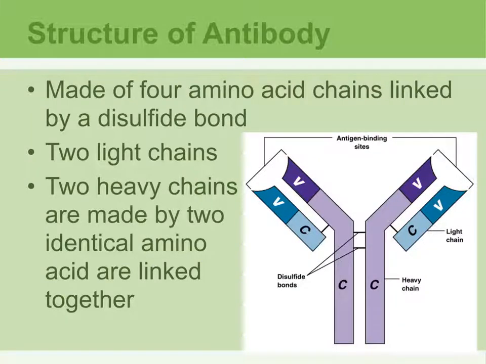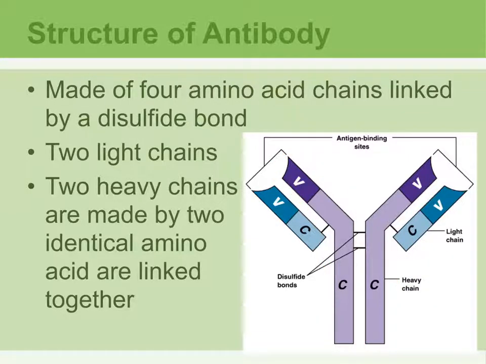The classic structure of the antibody is a Y-shaped structure that is made up of 4 amino acid chains, and they are linked by a disulfide bond. So these lines that you are seeing right here, those are your disulfide bonds. 2 of those chains are light chains, which means that they are smaller in size, so that's your light chain here. And then you have the heavy chain, which is the longer amino acid chain. That's your heavy chain.